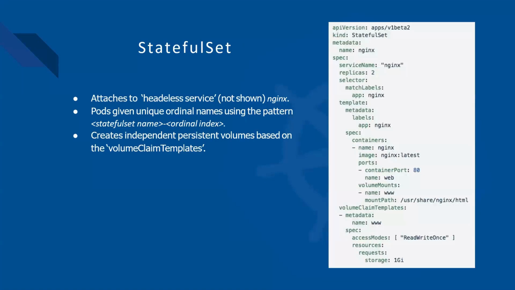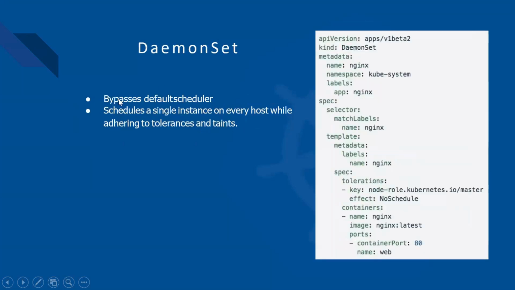Okay, so attached to the headless service in Nginx, pods are given unique ordinal names using a pattern, and the StatefulSet creates an independent persistent volume based on the volume claims. So this is a StatefulSet in which the service name is Nginx, image name is Nginx, app is Nginx, everything is there. Then they have mounted the path as well with the volume mounts and container, volume claim templates, metadata, read write, this one. And if you come to a DaemonSet, it bypasses the default scheduler and schedules a single instance while adhering to tolerations and taints.